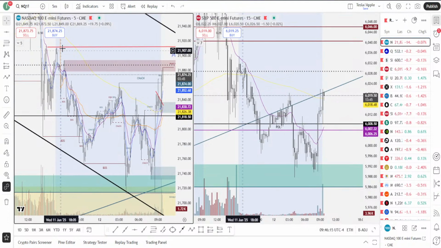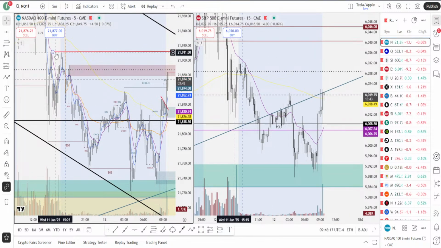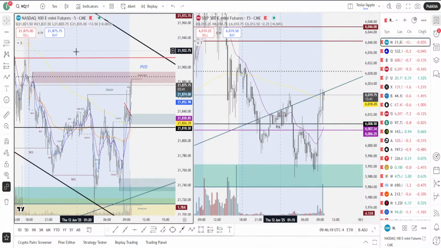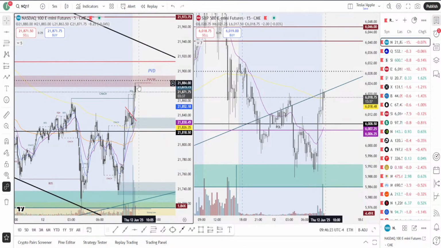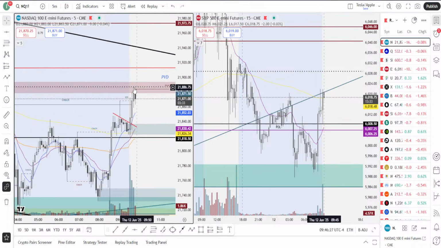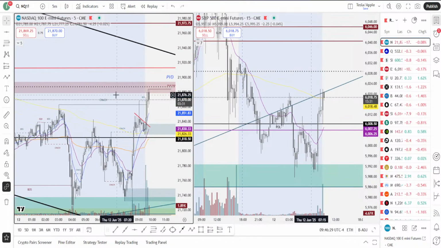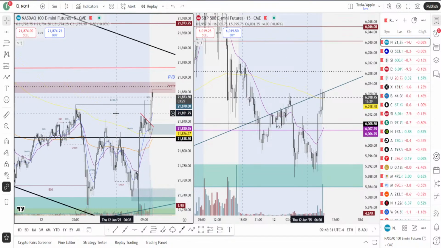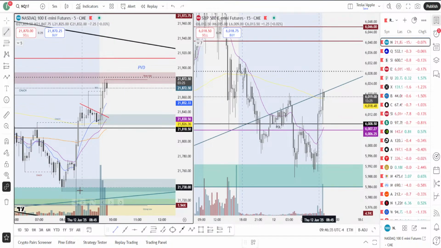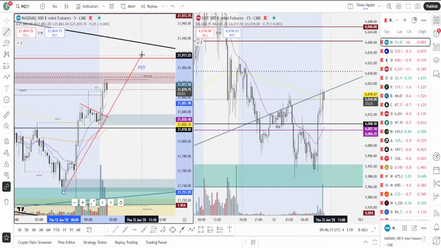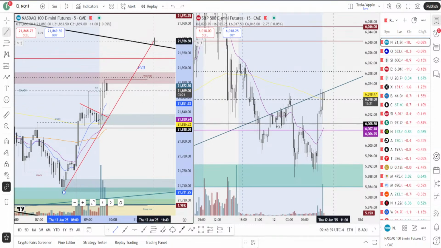I think it's possible we could sweep these highs up in here. I think that's realistic. But we would need to have buyers really blast through this previous day close here and this previous supply zone as well. It's looking pretty bullish, so it's a possibility we could do it. I think so.